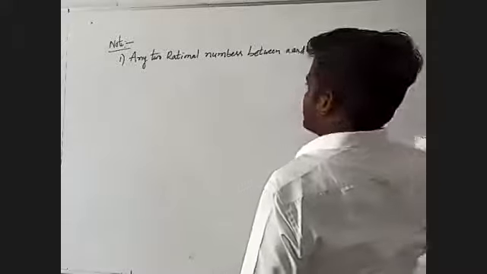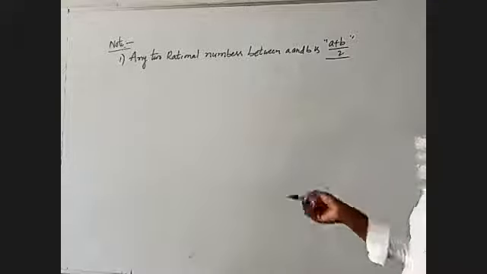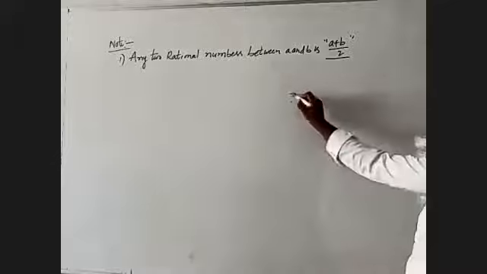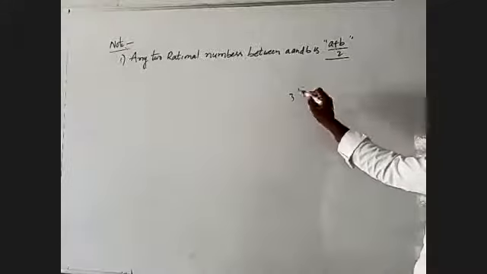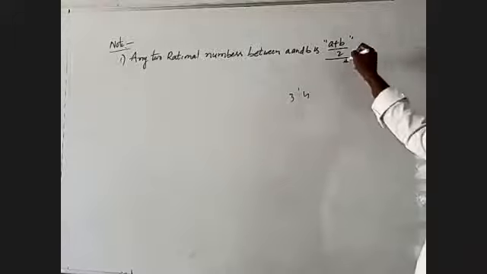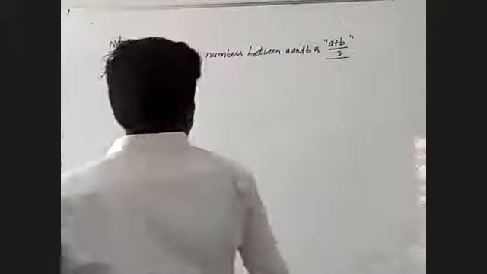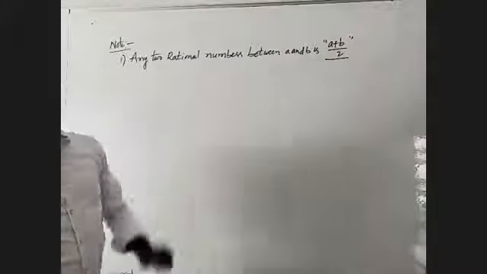Find five rational numbers between 3 and 4. I already told you this type of problem in yesterday's class. We are given any two numbers, and we have to find the middle of these two rational numbers by using the formula (A plus B) by 2. This is only for rational numbers.